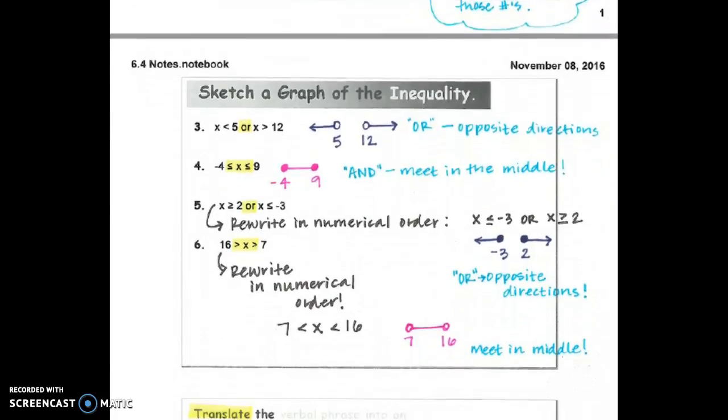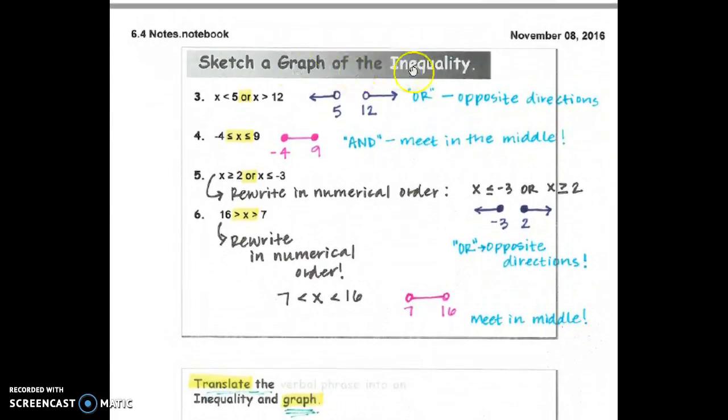Moving on to the next part, you're going to sketch a graph of the inequality. So they've given you these statements over here that I've highlighted. The first one says x is less than 5 or x is greater than 12. Since it's an or statement, you should know that the graph is going to go in opposite directions. Key, once again, put those numbers in numerical order. So you have 5 and you have 12. Both of them are open circles. x could be anything less than 5, so your arrow goes to the left, or x could be anything greater than 12, so your arrow goes to the right.